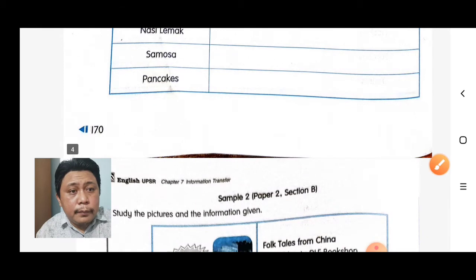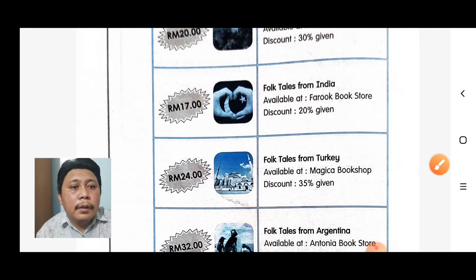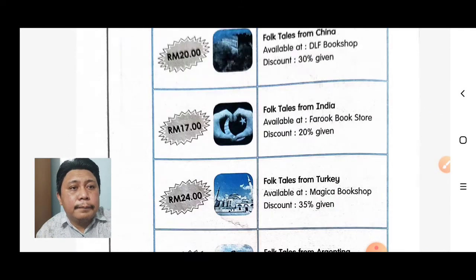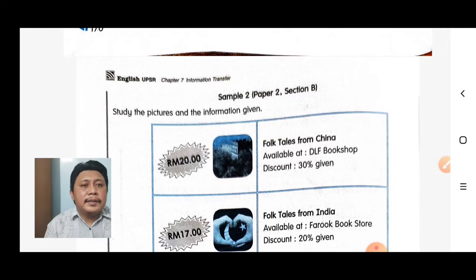Okay, look at sample 2 for paper 2 section B of the UPSR test paper. Actually, it's not only for UPSR, and not only for year 6. This is also applicable to the CEFR syllabus, because although the syllabus is not the same, the technique for how to get the answer is the same.